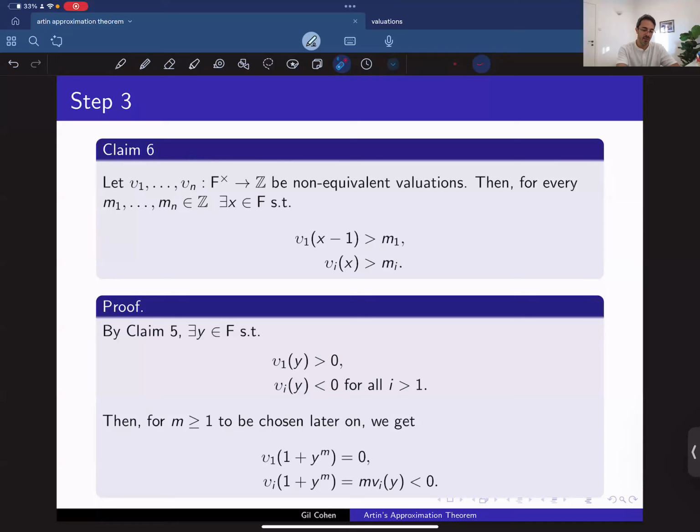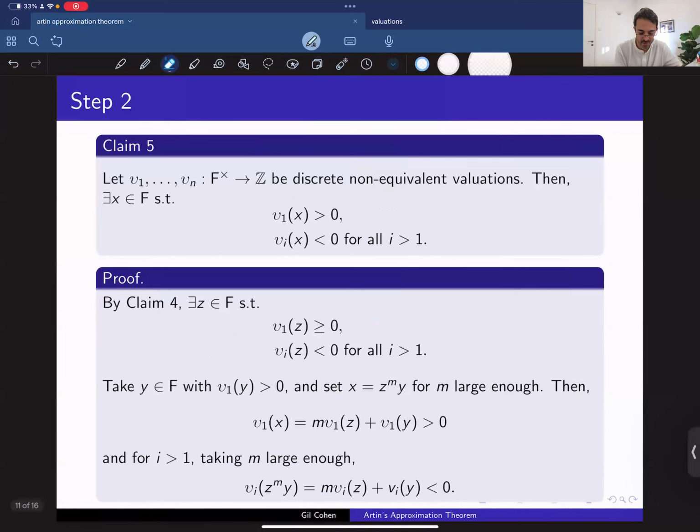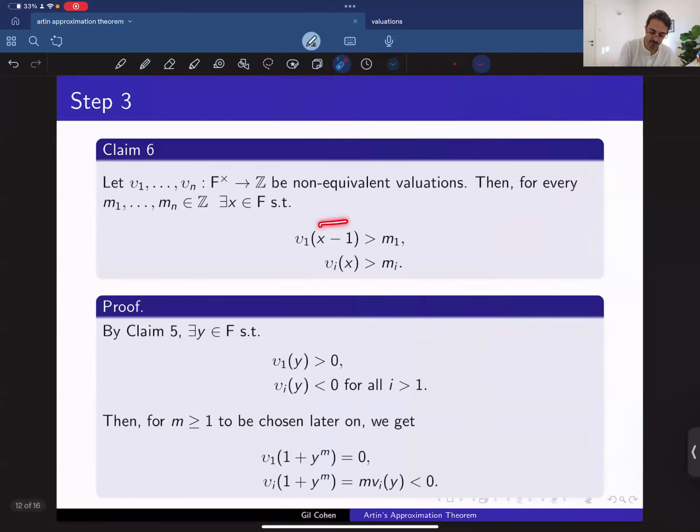And what I claim is that, regardless of the n valuations and for any n such values, there is a field element X for which it's not that the valuation V1 of X is large, it's that the valuation of X minus 1 is large, right? If you look at the previous lemma, it was all about the valuation of X itself, or if you want, the valuation of X minus 0. Here it's about the valuation of X minus 1, and here you still have the valuation of X's.